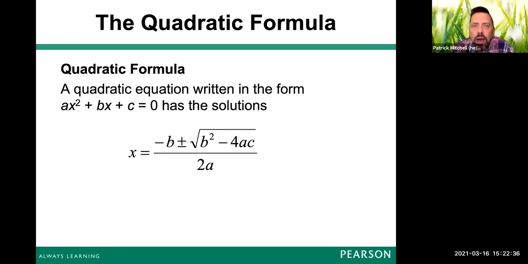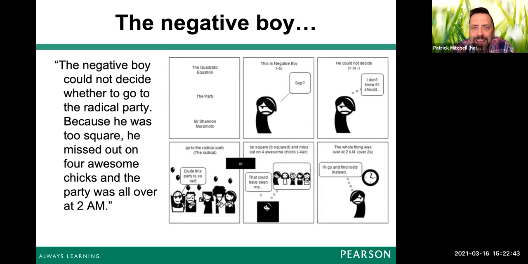Which is okay. But a few years ago, a student told me about this, and I like this a lot better. I don't know if it's any easier to remember, but I think it's funny. So that's why I like it. It goes like this: the negative boy could not decide whether to go to the radical party.